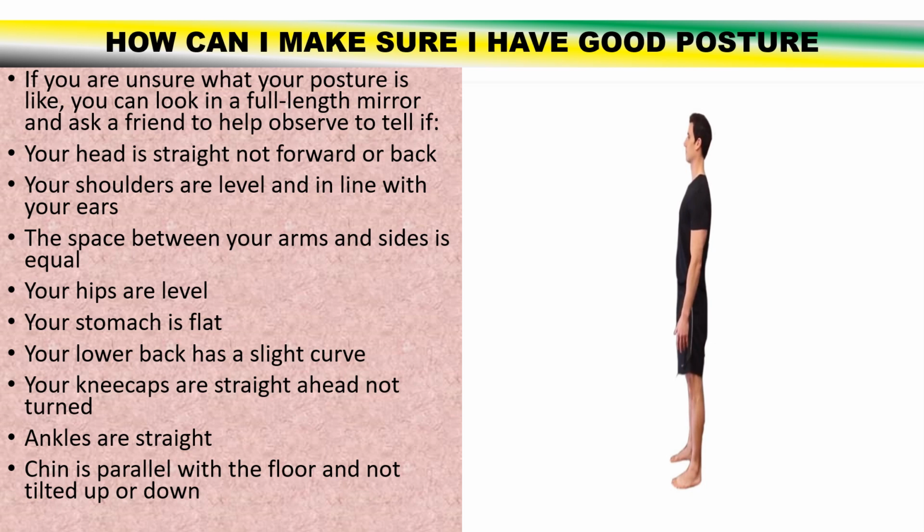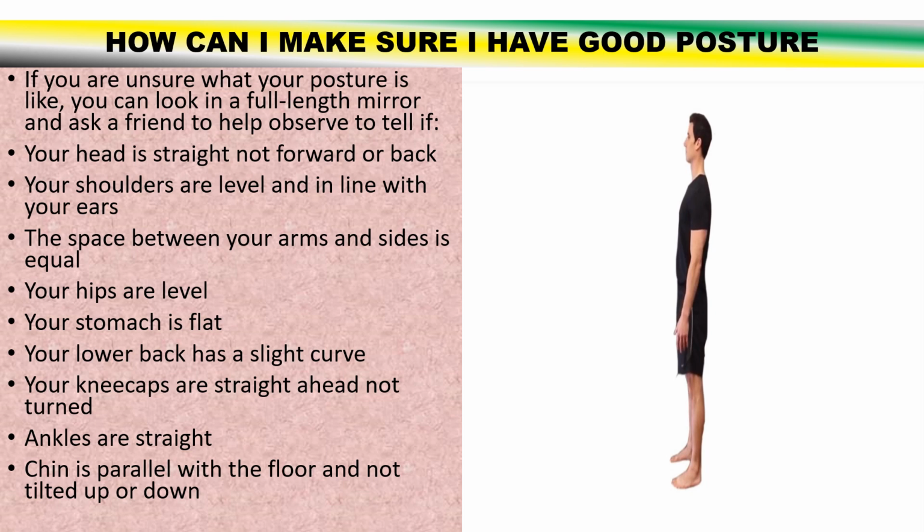Your head is straight, not forward or backward. How to make sure? You just look at the mirror: your head is straight, not forward or back. So this is the first one. Your shoulders are level and in line with your ears. We must see ears and shoulders both in the same line. Otherwise, you have a bad posture problem.